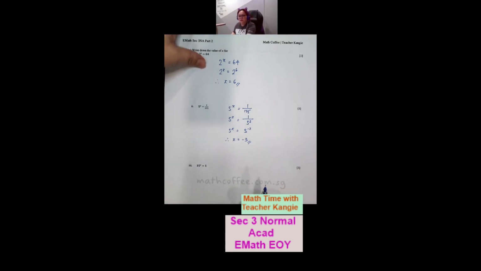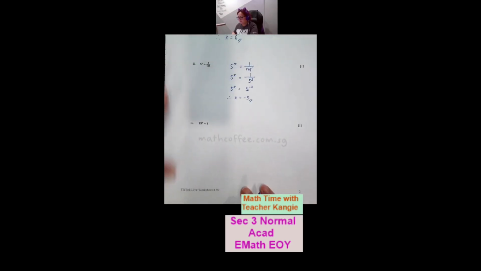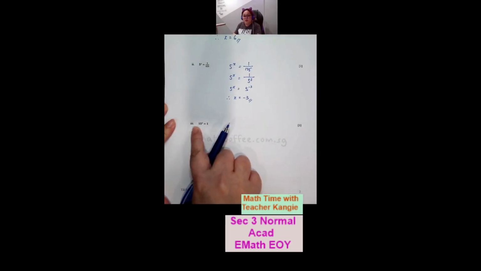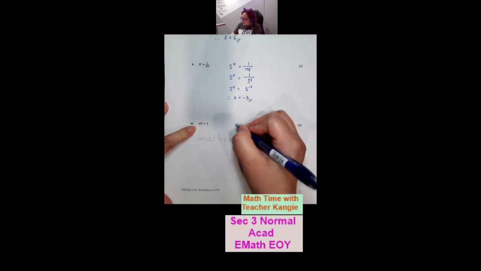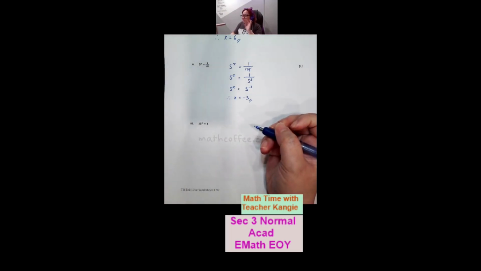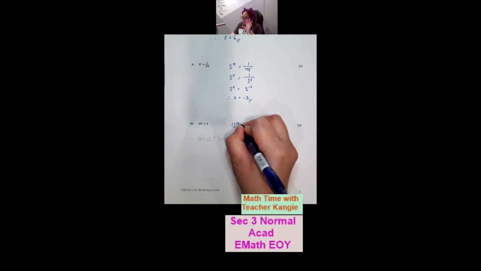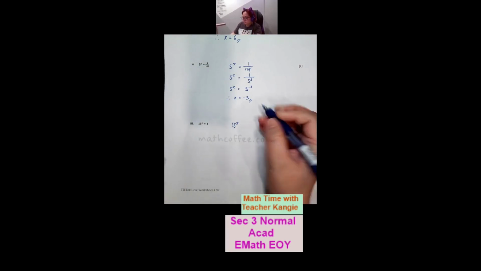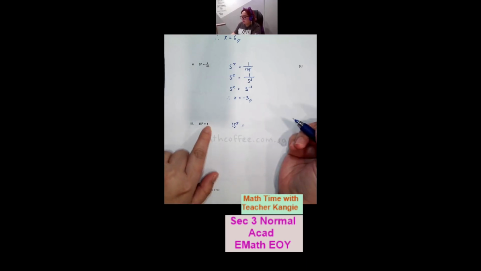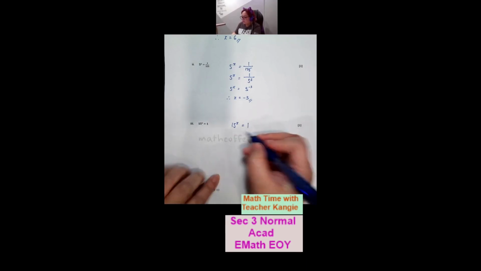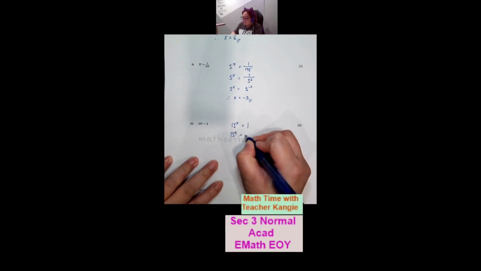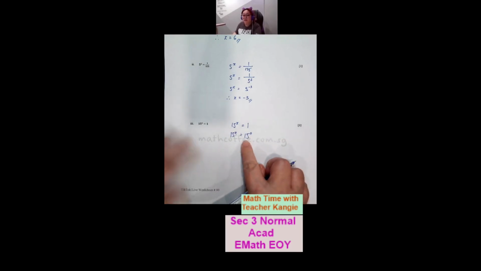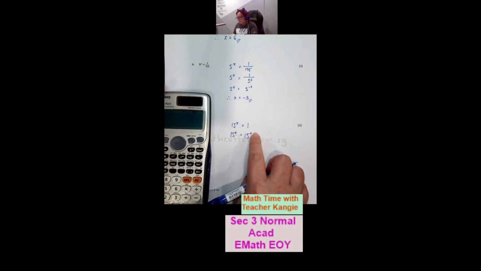Okay, so now next. 15 to the power of x equals 1. You need to know that anything to the power of 0 gives you 1. If you don't know this, you will not be able to solve this. So you need to change this 1 to base 15. So 15 to the power of x equals 15 to the power of 0.